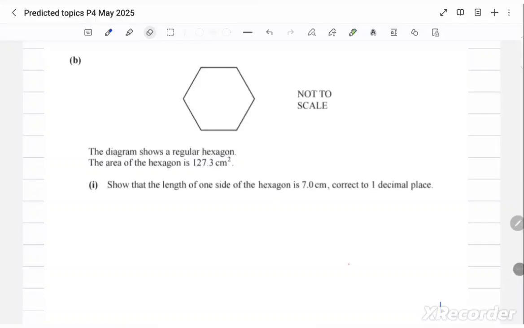In this question, we need to find the length of a side, or in different words, to show that the length of the side is 7. How can we do that? The area of the hexagon equals 127.3.